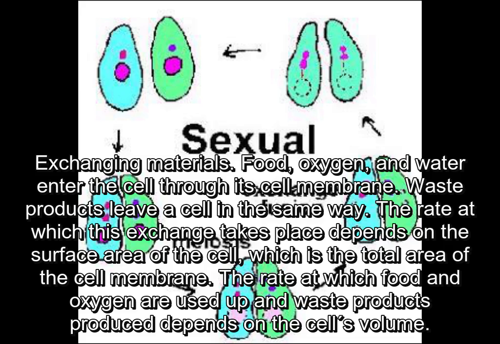Exchanging materials. Food, oxygen, and water enter the cell through its cell membrane. Waste products leave a cell in the same way. The rate at which this exchange takes place depends on the surface area of the cell, which is the total area of the cell membrane. The rate at which food and oxygen are used up and waste products produced depends on the cell's volume.